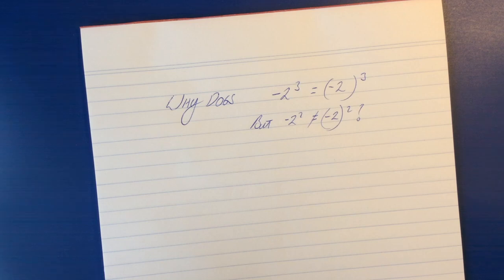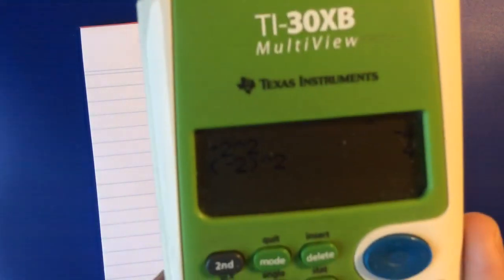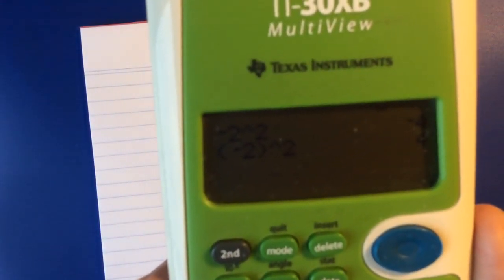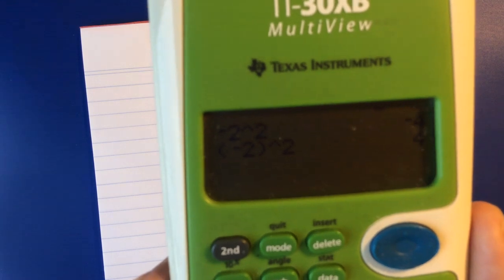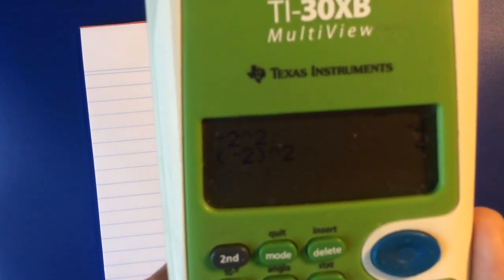And I'll show you in a minute, but negative 2, the first one, negative 2 to the power of 2 equaled negative 4. Now, let's make the one significant change and see what we get. There we are. You can see both of those. We get different results. And it's my job today to explain why.